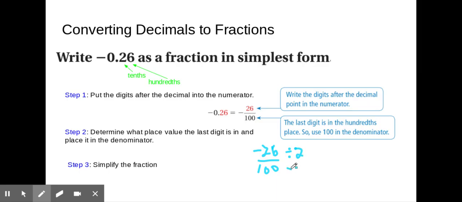So what I'm going to end up with is negative 26 divided by 2 equals negative 13, and then 100 divided by 2 equals 50. And I cannot simplify it any further. So that is my answer, negative 13/50ths.